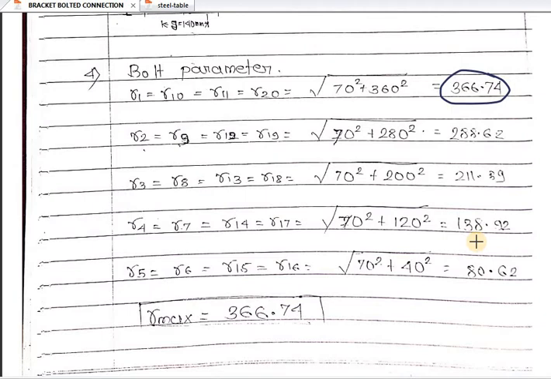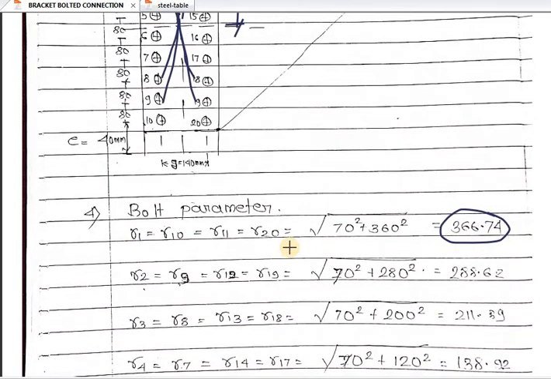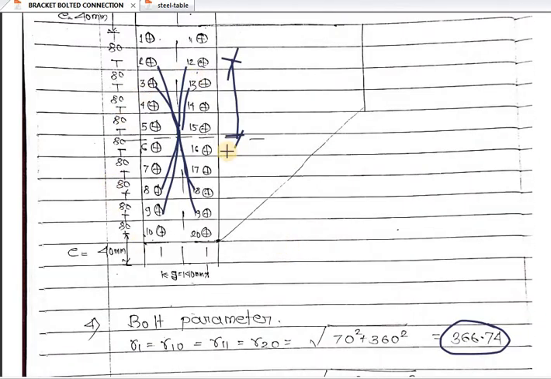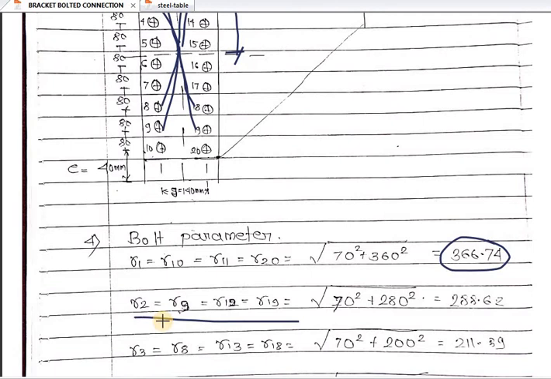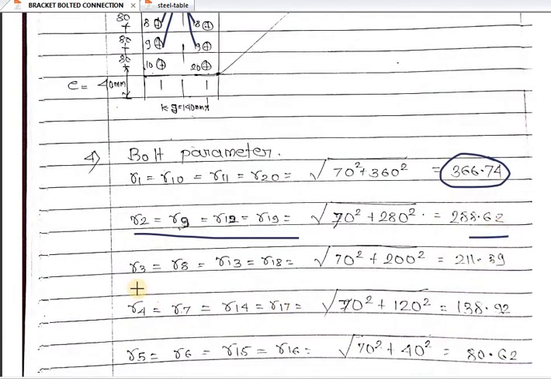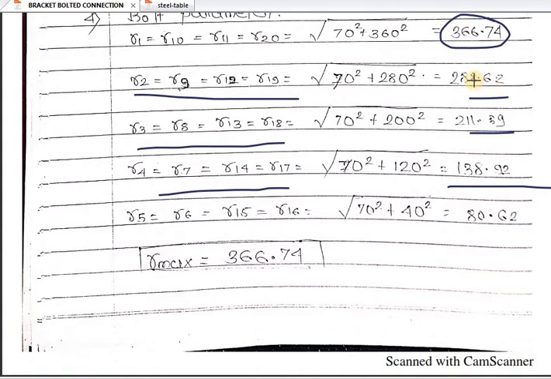So one by one we have to find out all the distances of all 20 bolts. हर एक बोल्ट का डिस्टेंस निकालना है यहाँ पे. We have to find out the distance of each bolt, starting from 1 ending to 20. Some bolts are repeated, so directly these are the bolts repeated. Again these 4 bolts are repeated. So in this way the maximum value of R comes to be 366.74.